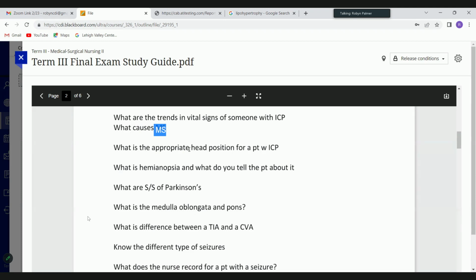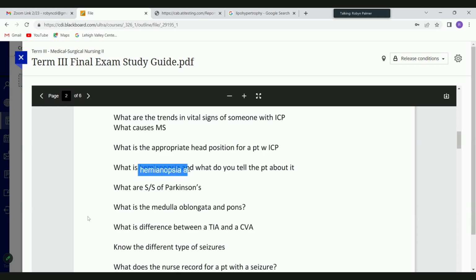What is the appropriate head position for a patient with ICP? When in doubt, semi-Fowler's, right? Would we keep a patient's head with increased intracranial pressure neutral like this? Would we have it turned to the side? What would we do? Midline, keep it straight. Midline, right? You don't want to turn it, because doing this is going to increase pressure. Okay, so we keep that head neutral with a patient with increased intracranial pressure.